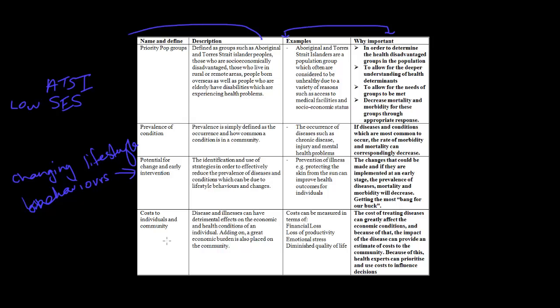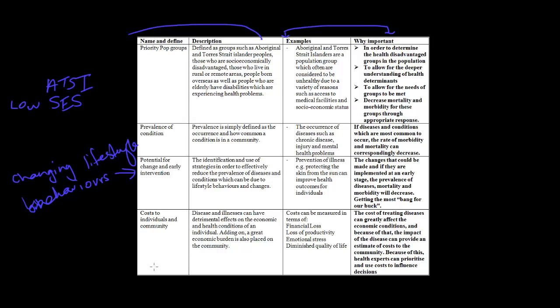Next, there's a cost to the individuals and community. And once again, this doesn't really need a definition because it just says straight out from the name that it's going to be talking about the cost to individuals and the community. Cost doesn't just have to be money. It can be stuff like a loss to the community in the sense of just intelligence, or a loss to an individual in the sense of emotional losses and whatnot. But obviously, we're just going to be talking about the actual effect that these diseases and illnesses have on the economic and health conditions of an individual, as well as the economic burden placed on the community.